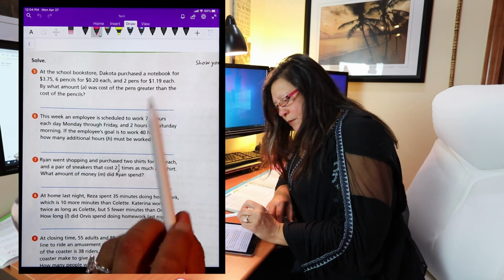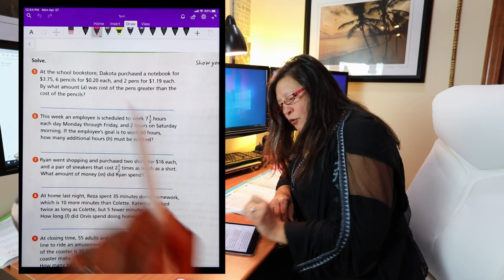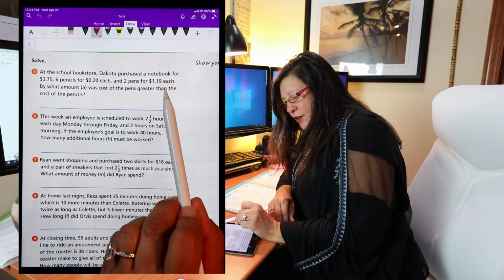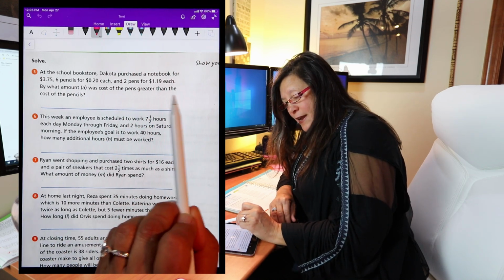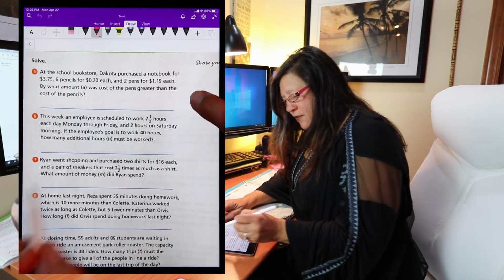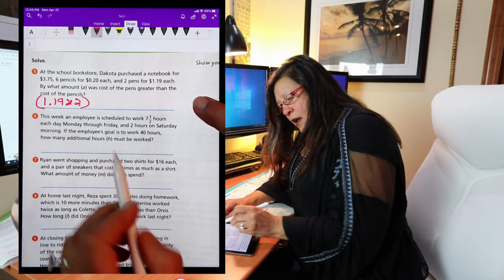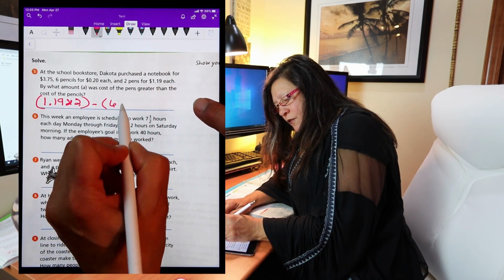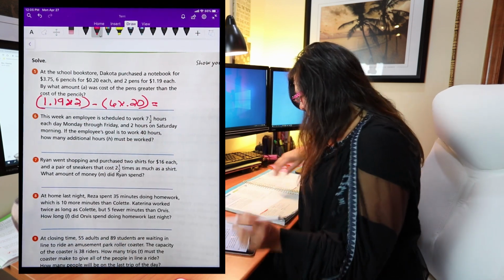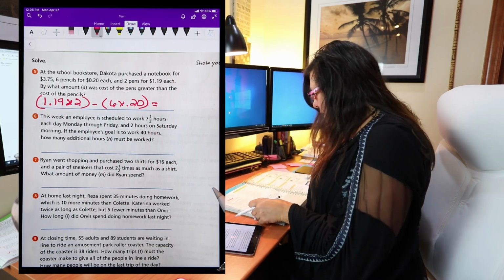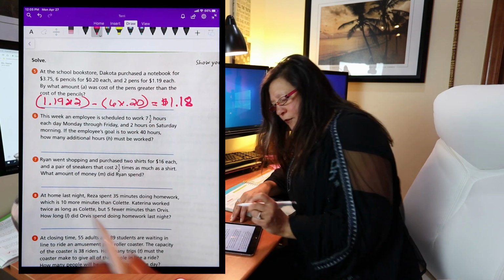At the school bookstore, Dakota purchased a notebook for $3.75, 6 pencils for 20 cents each, and 2 pens for $1.19 each. By what amount was the cost of the pens greater than the cost of the pencils? Well, first we have to figure out how much the pens are, $1.19 times 2, and the pencils, there's 6 of them at 20 cents. That's going to give us our difference, and after you do your math, you should get $1.18.